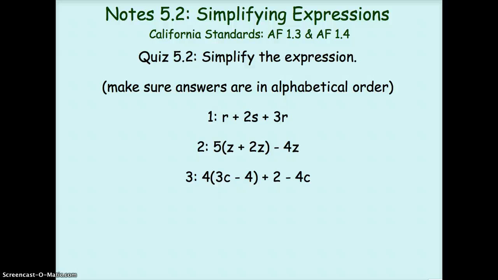Okay, 5.2 quiz. We do have 3 questions, a couple reminders. Problem 1, make sure they're in alphabetical order. R's go first, S's go second. Problem 2, make sure you distribute first, and watch out for those Z's. Don't confuse them for 2's. Problem 3, again, alphabetical order with a constant on the end. So if you end up with a constant in your answer, it needs to go last.